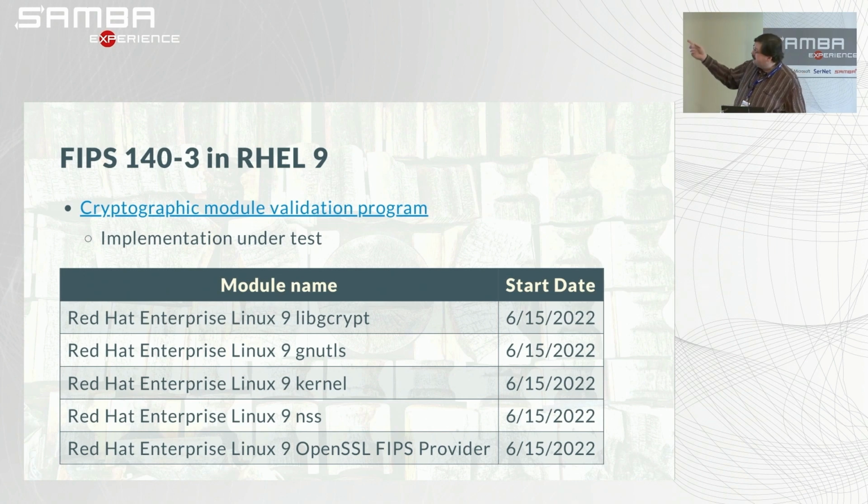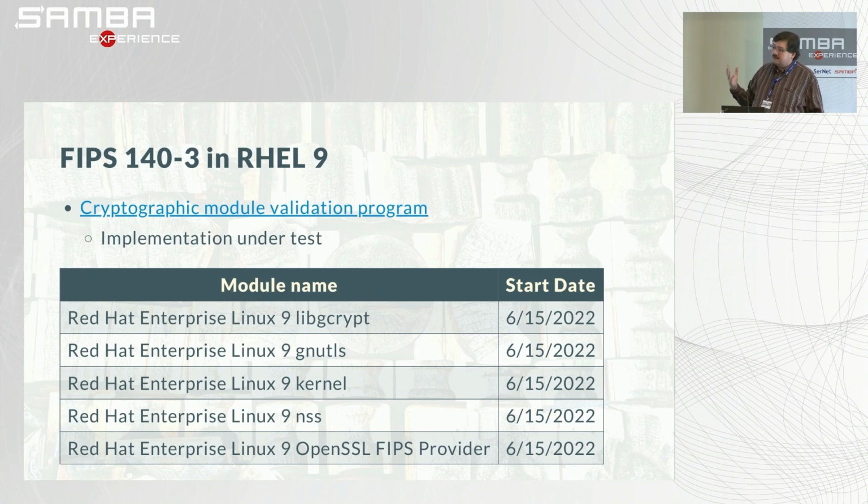It started, as you can see, in mid-June last year, and it's still ongoing. If you go by this link, you will visit the cryptographic module validation program, and you will see the implementations under test from everyone. Literally, like all RHEL rebuilds, these commercial companies behind them submit their own modules, which are based on the same code, and they work on certifying them.